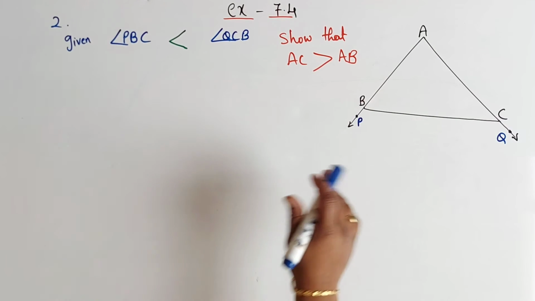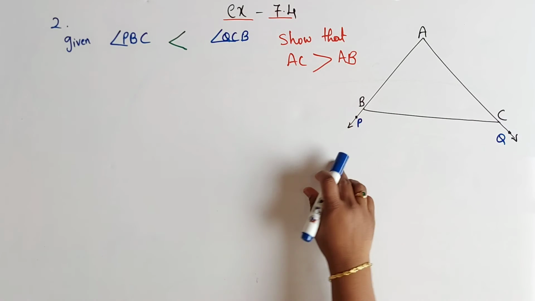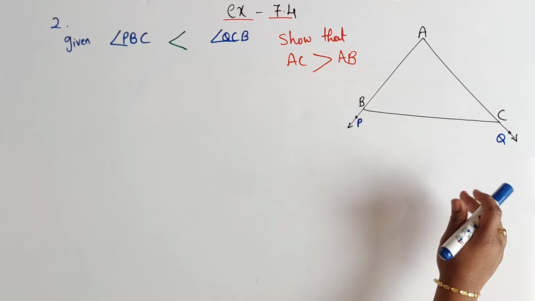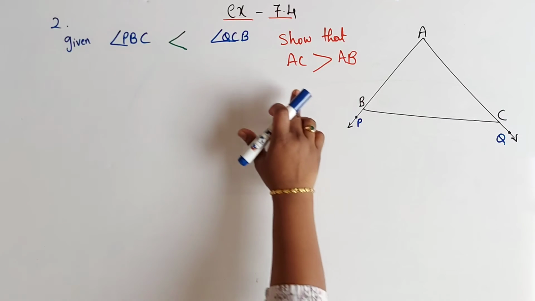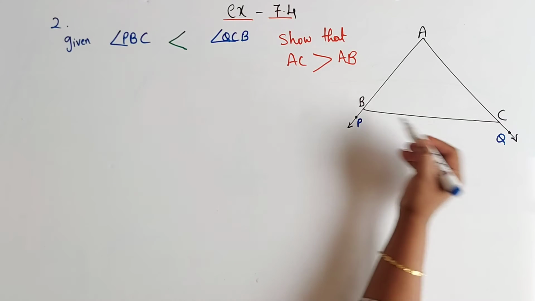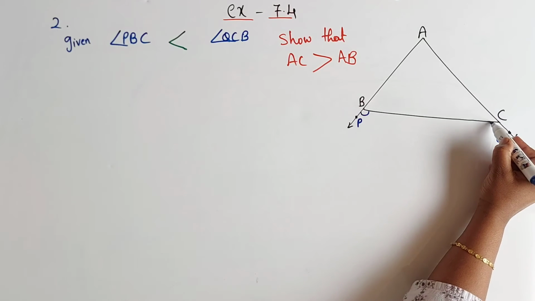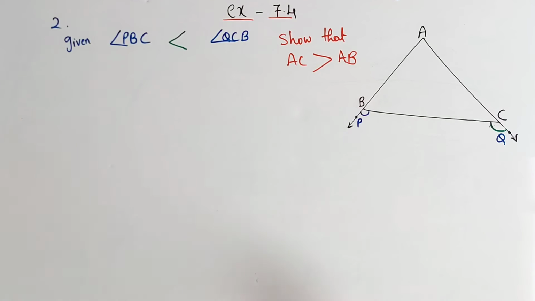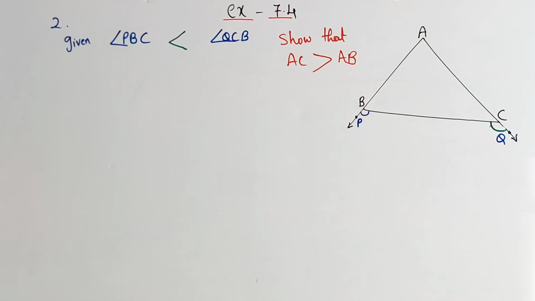Second question, children. In this figure, sides AB and AC of a triangle ABC are extended to points P and Q respectively. Also, angle PBC is less than angle QCB. Show that AC is greater than AB. They have already given that this angle PBC is lesser than the angle QCB. Now we have to prove that this side AC is greater than AB. Correct, children? Now in this figure, ABC and PBC.